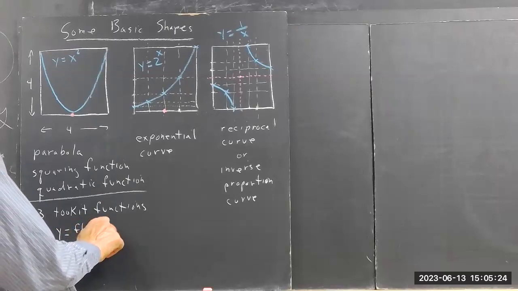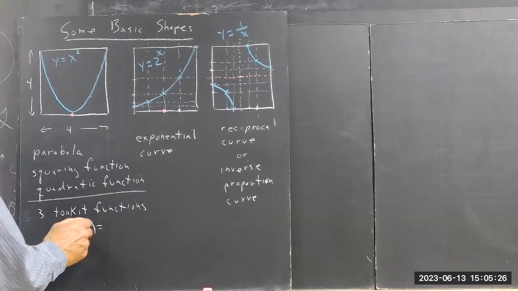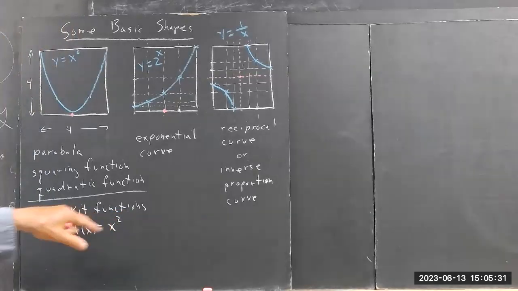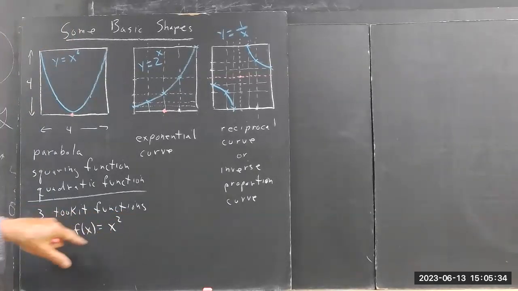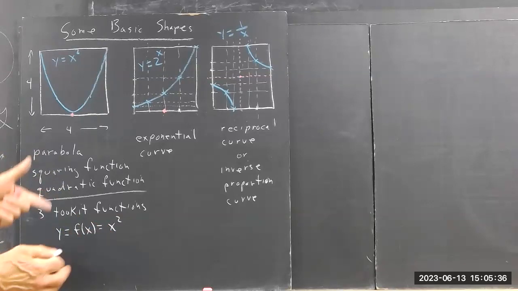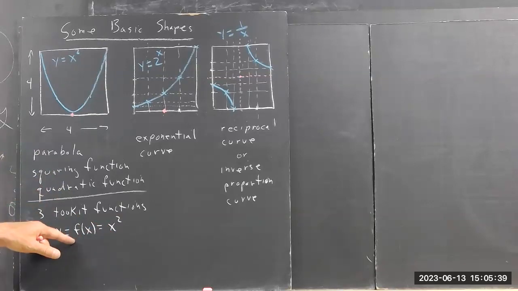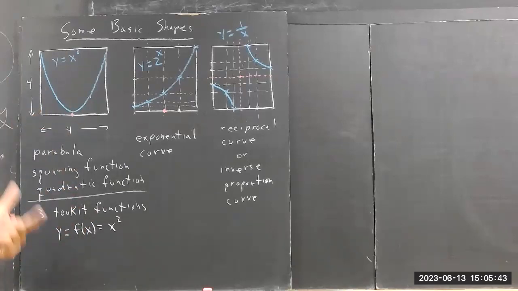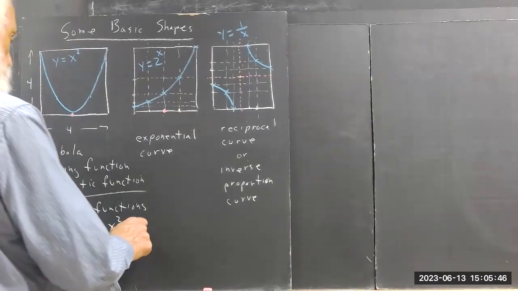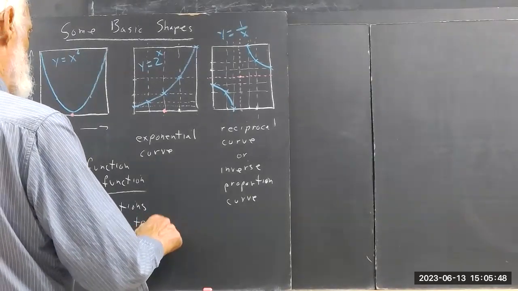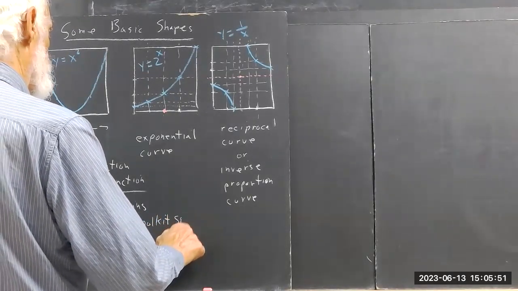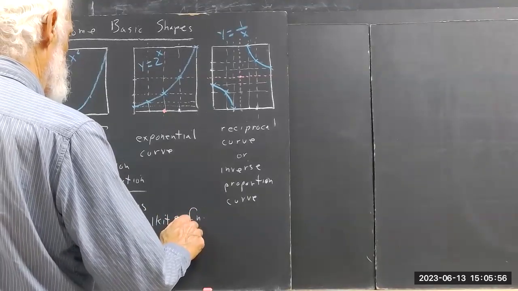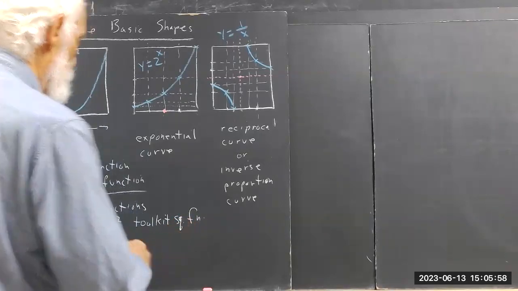Going to use f of x so we have something to call these functions. Y equals f of x equals x squared. So if we're talking about the base toolkit squaring function, here it is. And if we want to refer to it by name, we'll call it f of x. If we want to use notation, we can also call it the toolkit squaring function. I'm using abbreviations here because I don't want to take any more of your time than necessary.